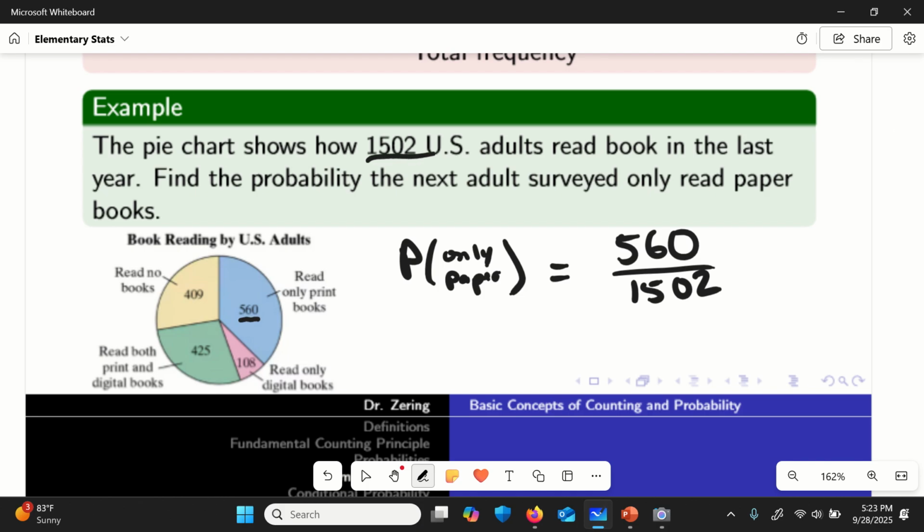1,502. And you could arrive at that number because it's told to us, or you can make some additions here and arrive at that number as well. So if we divide 560 by 1,502, we're going to see our probability of, I'll round to 3 decimal places, roughly 0.373.